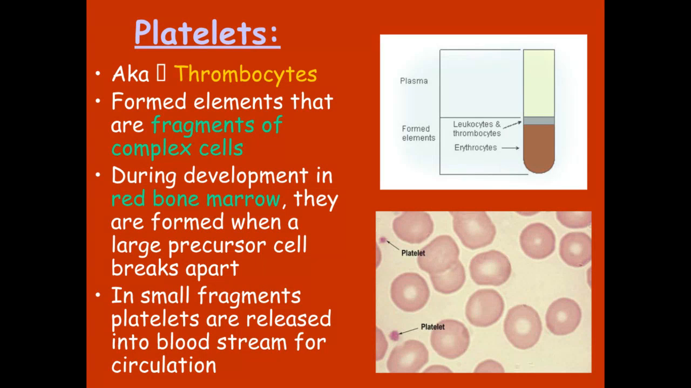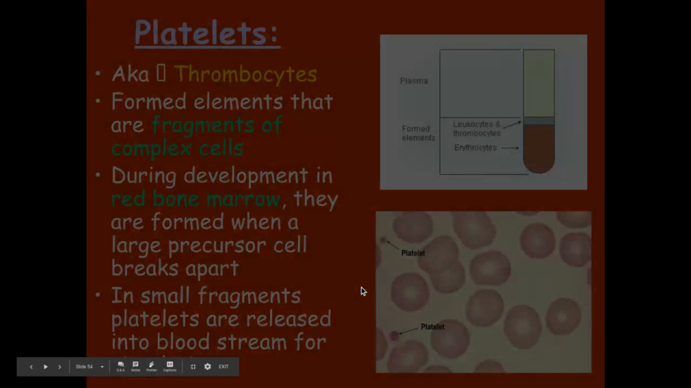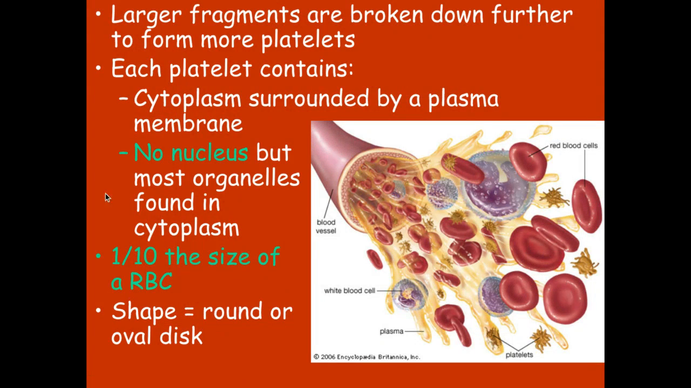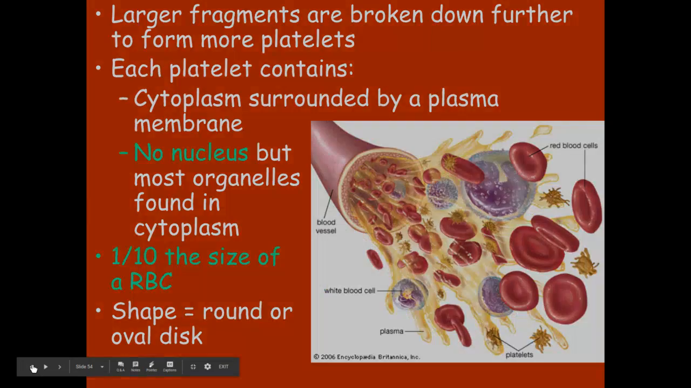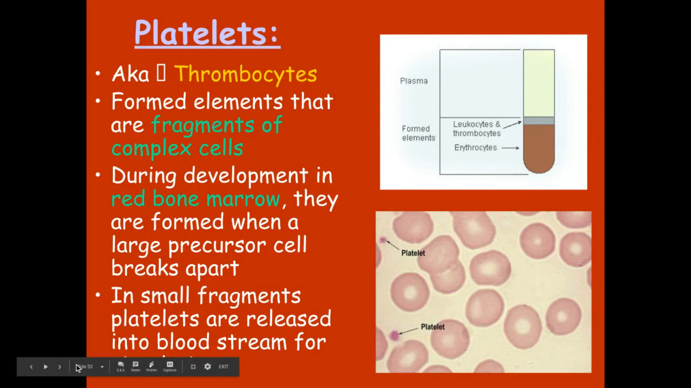All right, the next part of our blood, the platelets. The platelets, also known as the thrombocytes, are responsible for clotting of the blood. They are formed elements that are fragments of complex cells. During development in red bone marrow, they are formed when a large precursor cell breaks apart. And the small fragment platelets are released into the bloodstream for circulation.